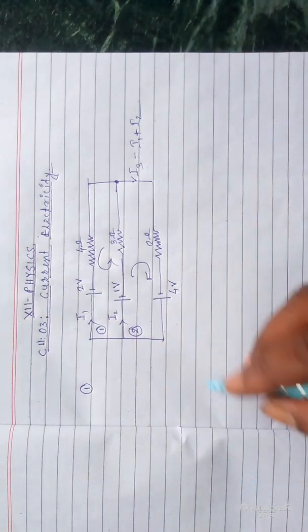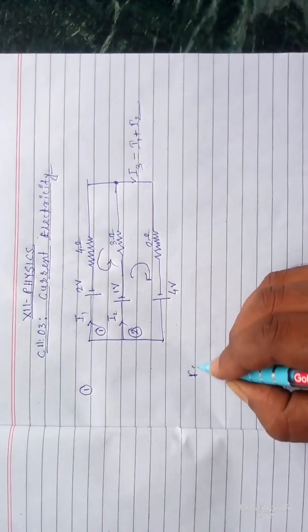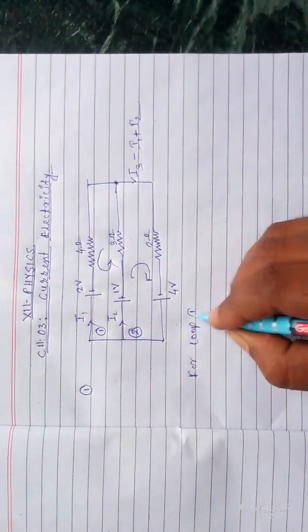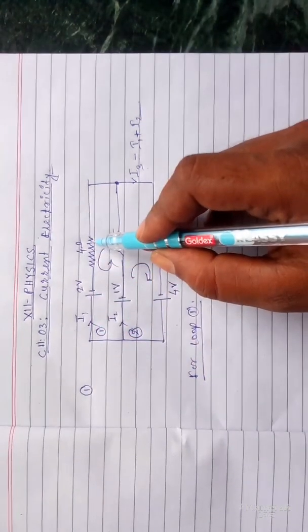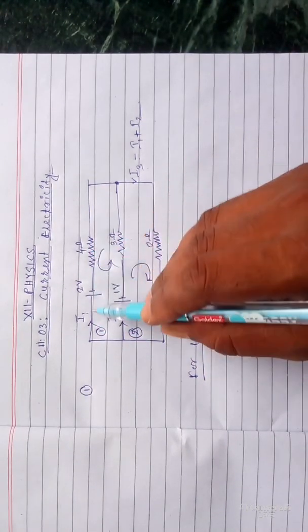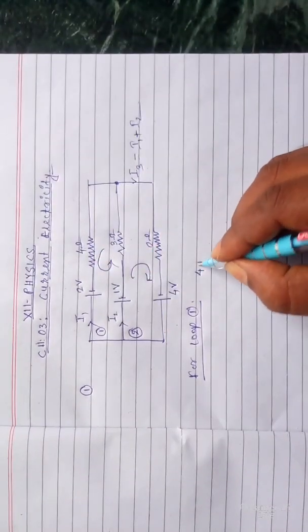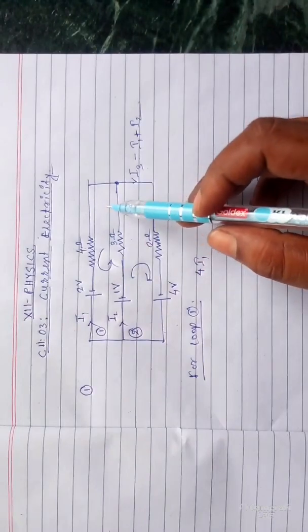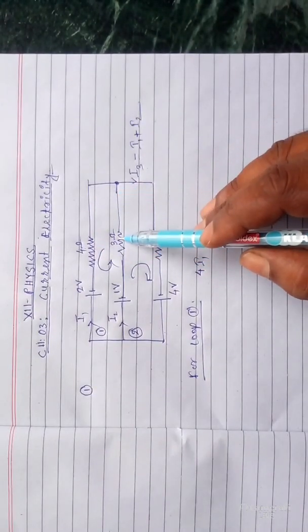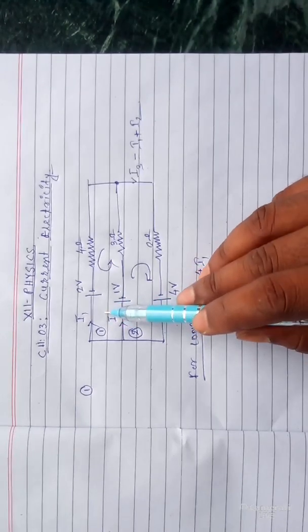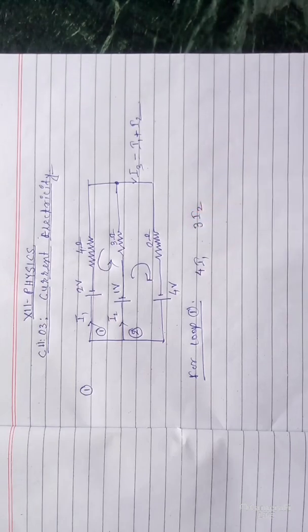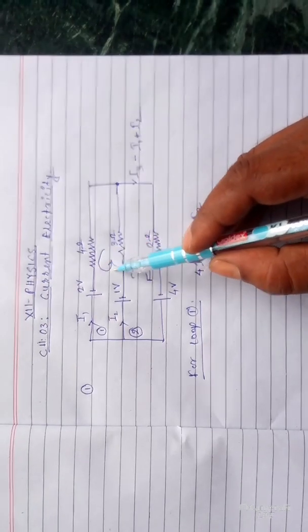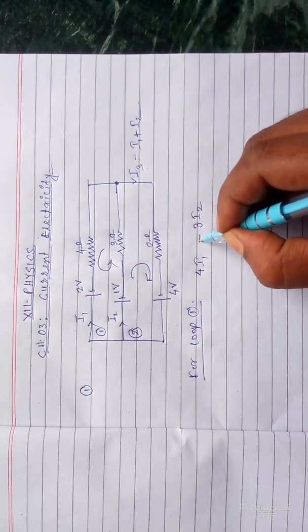Now come to the equation for loop 1. According to KVL, or Kirchhoff's voltage law, what will be the equation? I1 is the current flowing through the 4 ohm, so you can write 4 into I1. Then it will come to the 3 ohm resistance. Current flowing through the 3 ohm resistance is I2, so 3 I2, but will I2 be negative or positive? I2 will be positive as the current is flowing in the anti-clockwise direction.